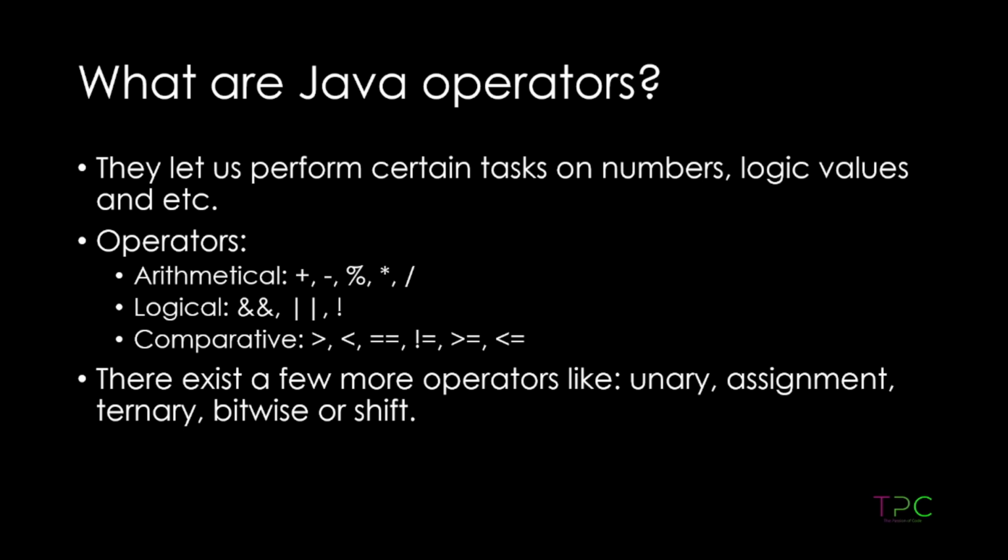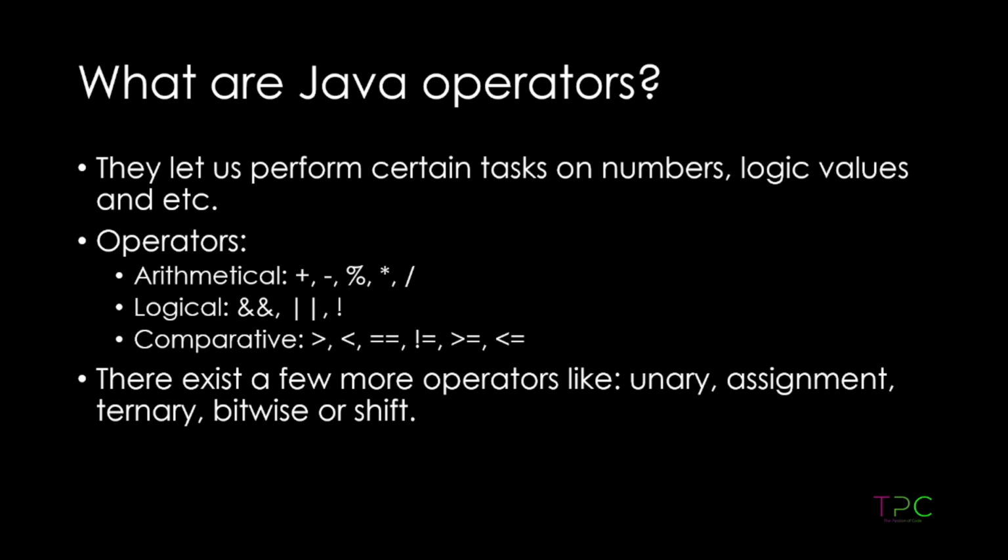It's an addition operator, a subtraction operator, modular operator, multiplication, and division. Those are for arithmetical. For logical, there are logical conjunction and logical disjunction, or, and logical negation, not. And for comparative, we've got greater than, less than, equal, different from, greater or equal, or lesser or equal.